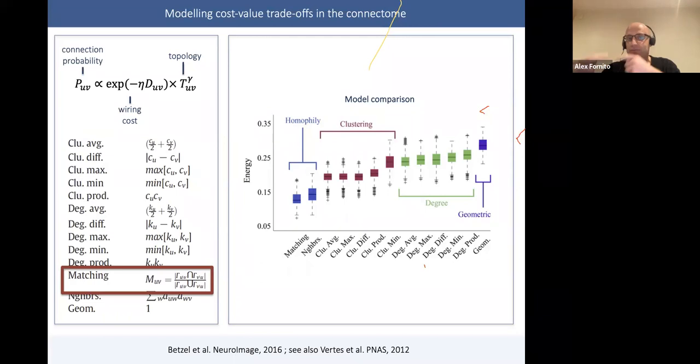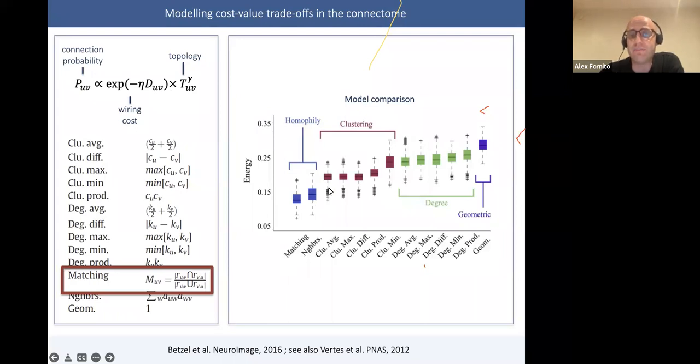So just to reiterate, under this model, we form connections at random subject to two constraints. One is we're less likely to form long-range connections, but the other is that if two nodes are connected to other similar nodes, we have a bias to form a connection between those. That is an apparent trade-off with this distance penalty.